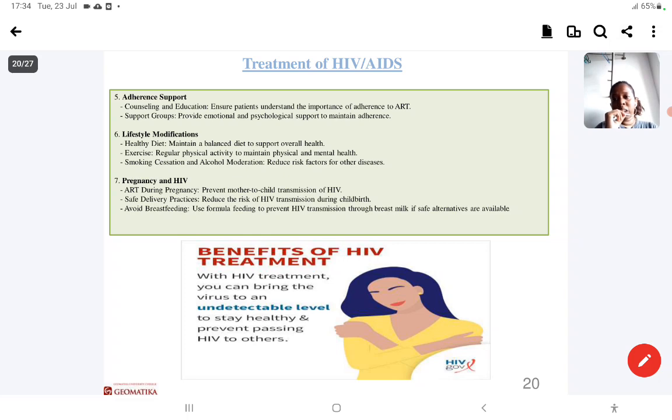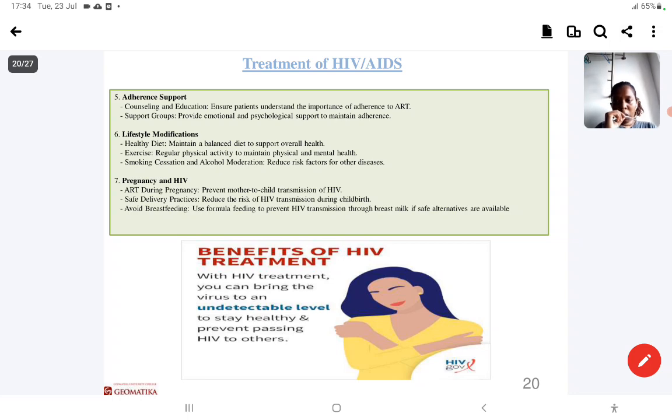And number 6 will be lifestyle modification. It includes a healthy diet, exercise, and smoking cessation. So a healthy diet means maintaining a balanced diet to support overall health, and exercise is regular physical activity to maintain physical and mental health.